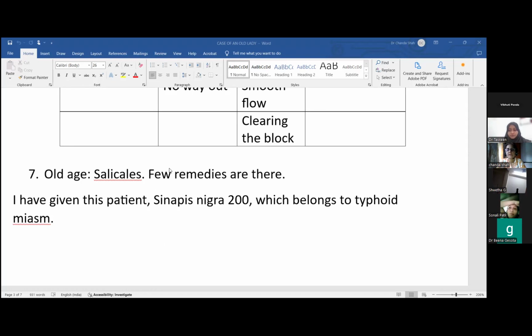Can we continue? If the case is short, ma'am, we can do that. Anyway, we are out of time.